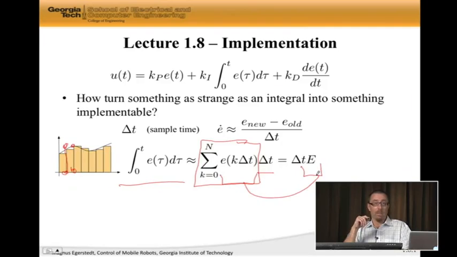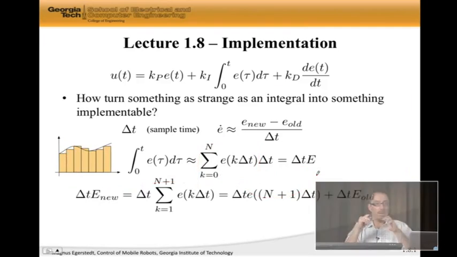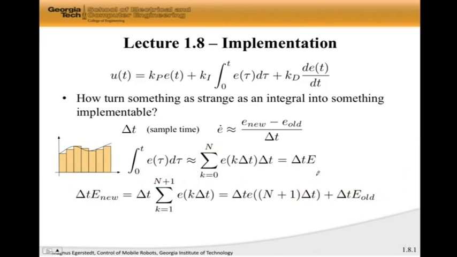Well, that turns out to be useful because my next value, delta t times E new, is delta t times the sum, but now I'm summing to n plus 1. Let's pull out the last term, the error at time n plus 1 times delta t. That's the last value that we called little e new up here. Let's pull that out, multiply it by delta t. And what's left is a sum from 1 or 0 to n, which is e old times delta t. So delta t E new is equal to delta t E old plus this term here.